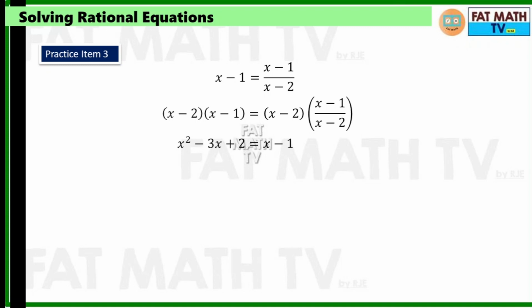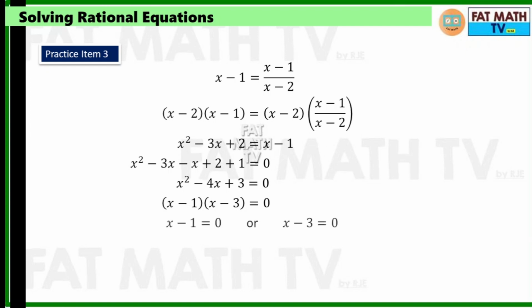And then quadratic equation again, move everything to one side, in this case the left. So you will have x squared minus 3x minus x plus 2 plus 1. Negative 3x minus x will be negative 4x, and 2 plus 1 is 3, and the factors are x minus 1 and x minus 3. So you will have x minus 1 equals 0 or x minus 3 equals 0.